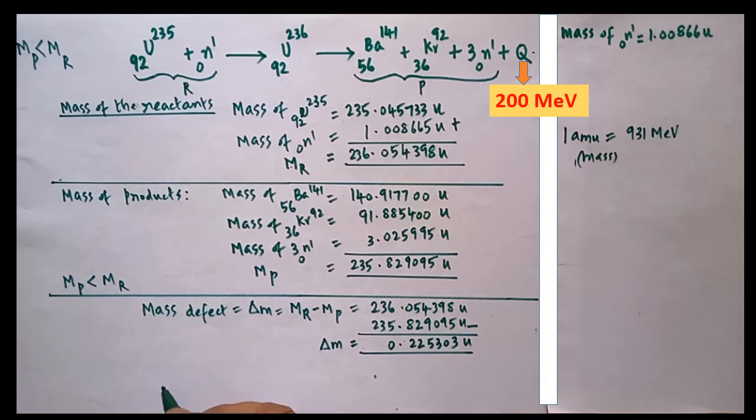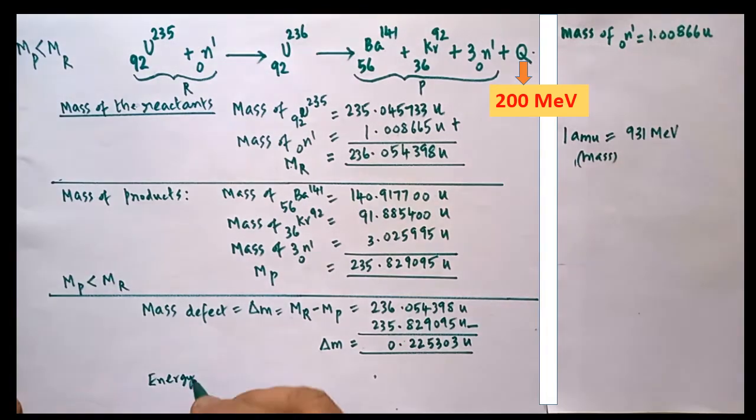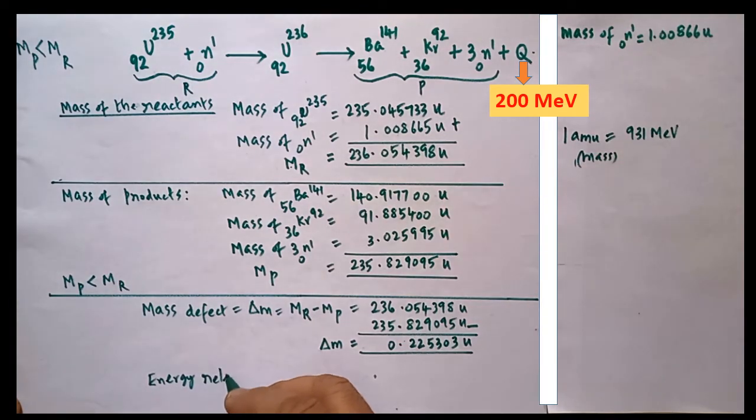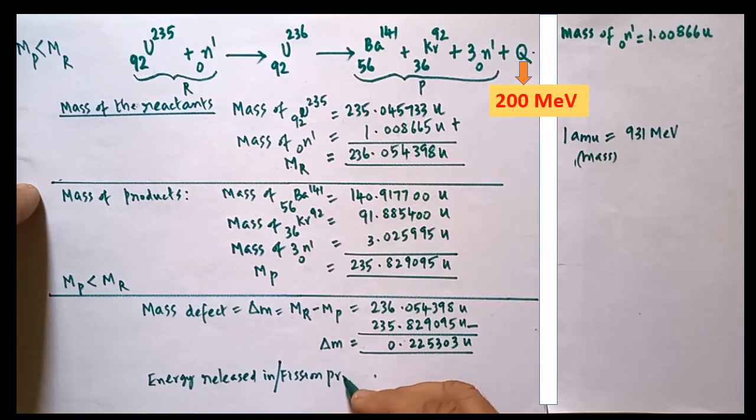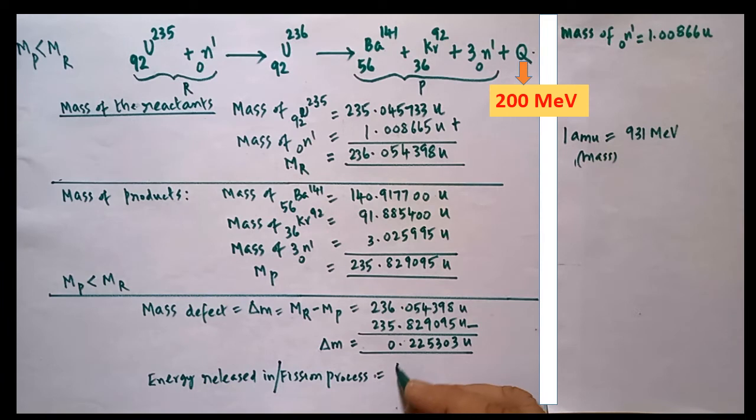How to calculate energy released? This conversion must be known. Energy released in fission process. Okay, energy released per fission. Energy released in per fission process. Okay, that is very important. In this single fission process, how much amount of energy is released?